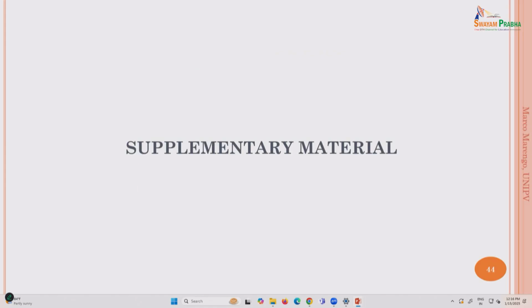So this is now the part that I told you about, the supplementary material. I'm 2 minutes late now. Sorry, but I think it was interesting to go through the model, no?